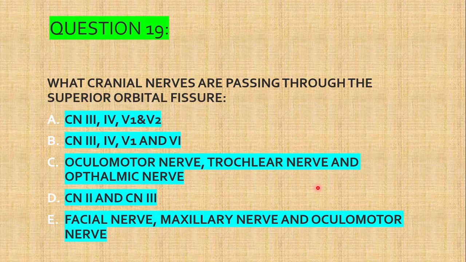Question 19. What cranial nerves are passing through the superior orbital fissure? If you think of cranial nerve 3, it passes through. Cranial nerve 4, the trochlear, passes through. Cranial nerve 6, the abducens, passes through. And the ophthalmic branch of the trigeminal nerve. So the answer to this question is option B.